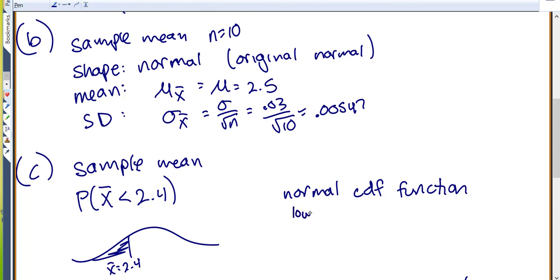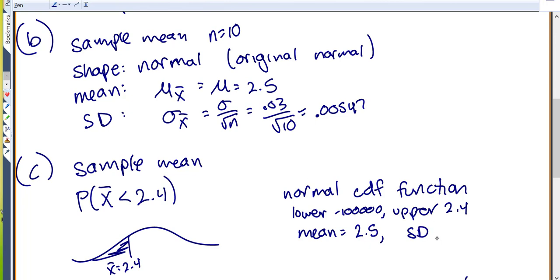And we'll still do our lower bound of like negative 1 billion or something. We'll still do our upper bound of 2.4, and my mean is still 2.5, but this is where it changes. My standard deviation is 0.00547. So let's put that into our calculator.